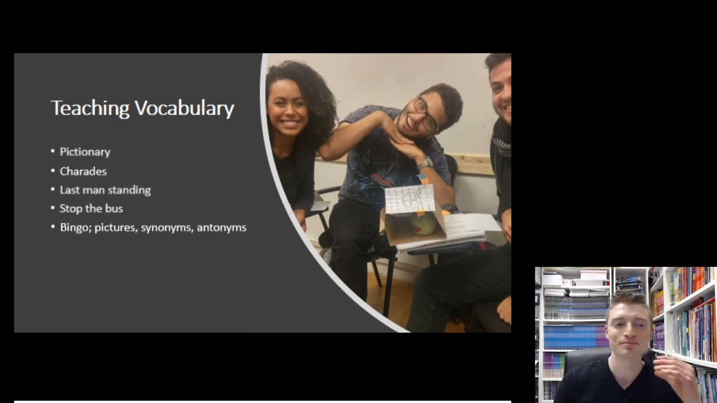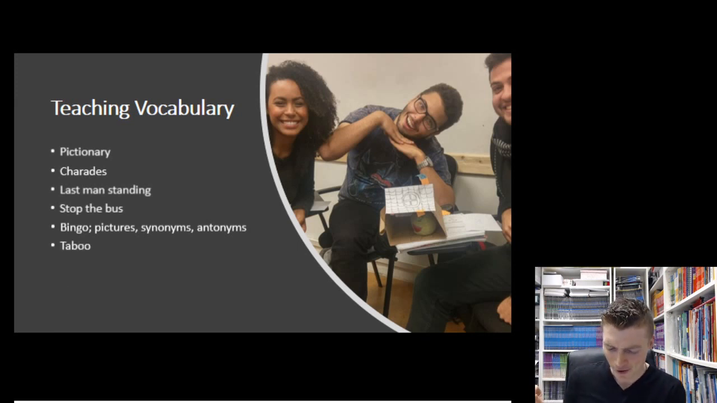Another great way to teach vocabulary can be bingo. So, you could do bingo with synonyms, words that have a similar meaning, antonyms, words with an opposite meaning, or even better, you could use pictures. So you as the teacher, you say the word, and when the students see an image of the object on their card, they can cross it off. Of course, once they complete a line, they shout bingo.